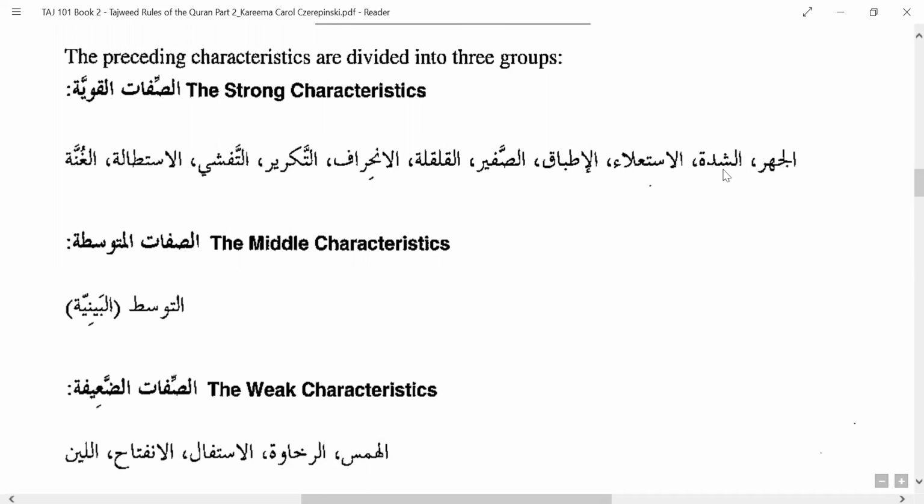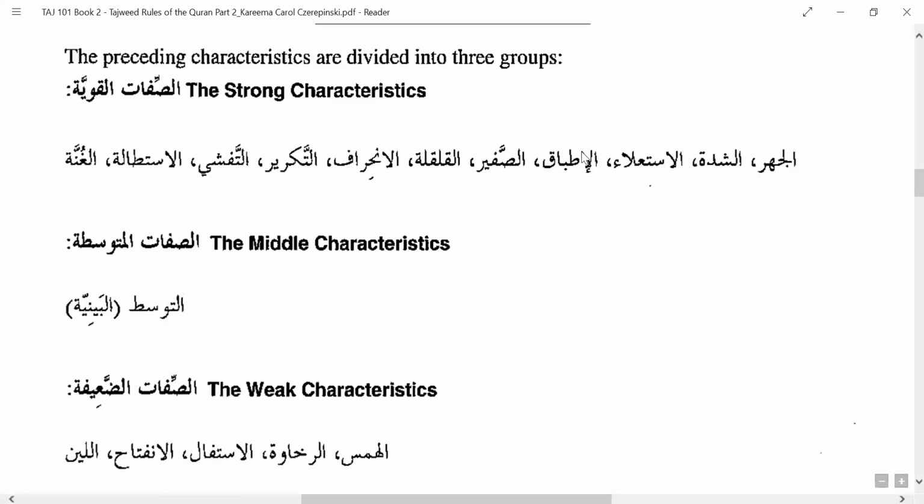Okay, then shidda. Shidda is strong because the makhraj is strong, the sound is getting imprisoned. Whereas rakhawa is weak. So it's between. The middle characteristic is tawassut or bayyina. It's in between. Sifat mutawassut. Then you have isti'la and istifal. Isti'la is the heavy letters, they're strong. And istifal are the weak characteristics.